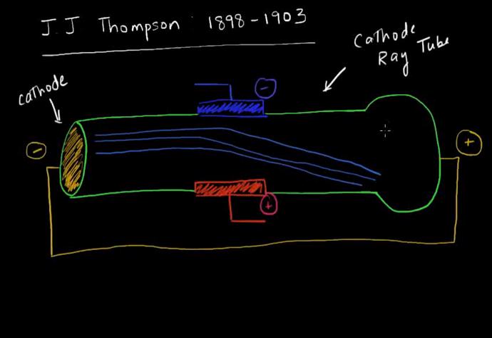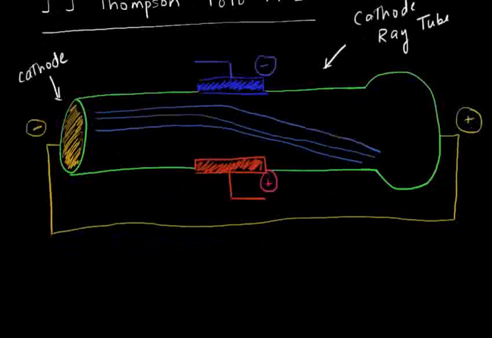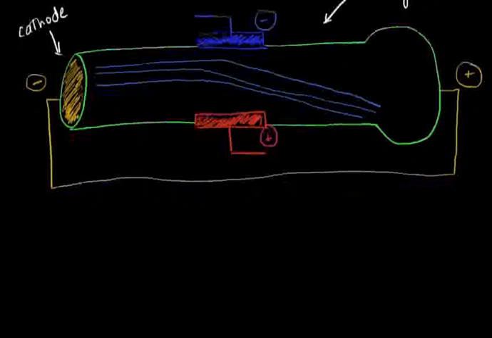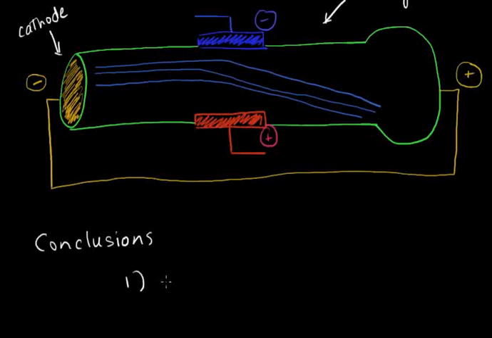So what did Thompson conclude? Well, at this point, researchers knew that the atom was electrically neutral. But these things, because they were being deflected from the negative plate and attracted to the positively charged plate, were clearly negatively charged particles. And because Thompson ran this experiment with a lot of different kinds of metals, a lot of different substances, he concluded that all atoms contained these strange negative particles. So his first conclusion was that all matter contained these strange negative particles, which he called electrons. So all matter contains electrons.